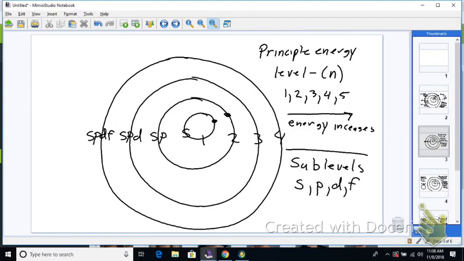Okay, now I'm going to tell you something about the sub-levels as well, is that each one of these represents an increase in energy as well. So if I compare a 2S and a 2P, which one's going to have more energy? The 2P. 2P has more energy.